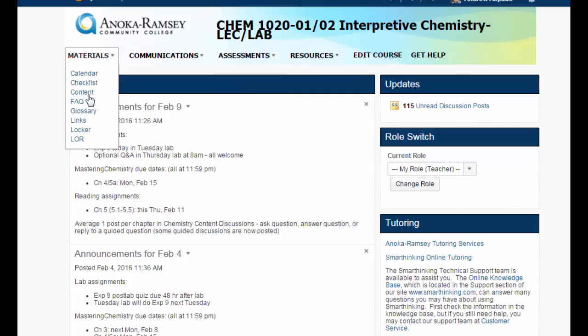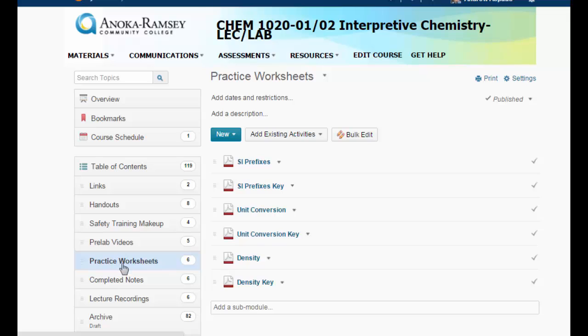The other thing: materials, content, practice worksheets, right there. If those conversion problems did not go well for you on this quiz, you absolutely must print out this one, print out that one, print out that one, print out all three of those practice worksheets and work through them until you can do them. The answer keys are right there. So practice those until on your own you can work through those problems and get the right answer without looking at the answer key.